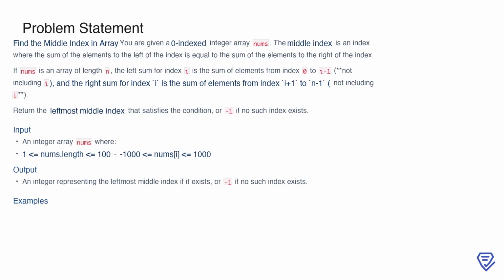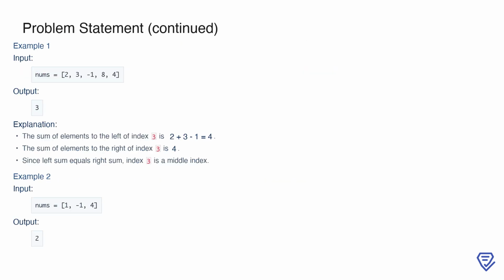The input array nums has a length between 1 and 100, and each element in the array is an integer between -1000 and 1000. The output should be a single integer, representing the leftmost middle index or -1 if no valid index is found. Let's look at an example to understand this better.